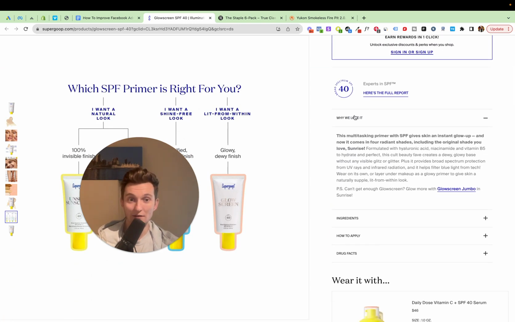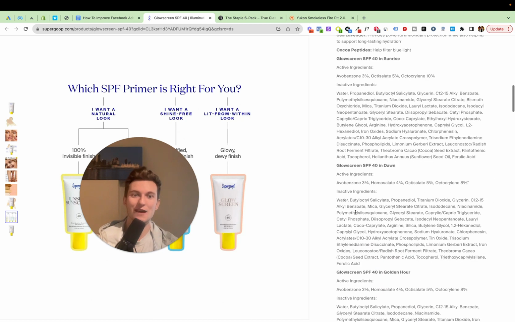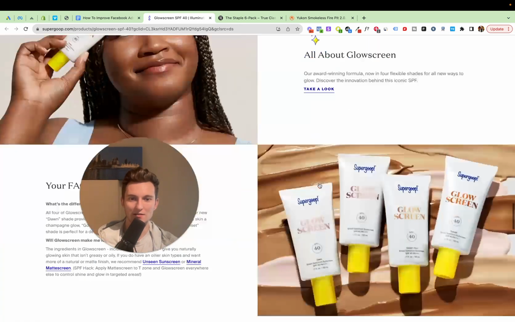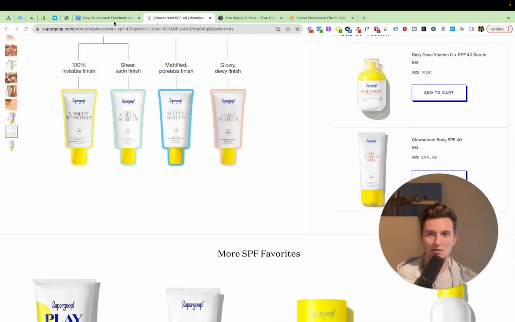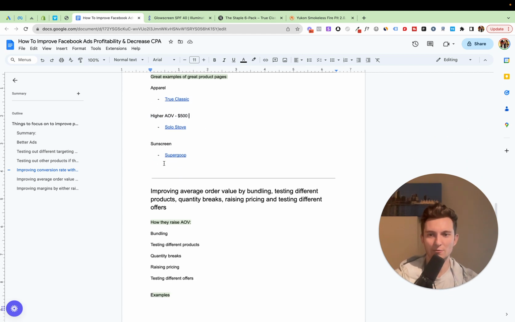But yeah, why we love it, it comes with including the original. I love how it really just sells you on the product really nicely, and I love how they frame why we love it. Ingredients, how to apply. You can see they have all that stuff, the facts, right? And then they even have an FAQ section, all kind of stuff. So you can see how depending on which space you're in, you do need certain info. Obviously they don't need ingredients and stuff like that, but if it's a higher AOV, like Solar Stove, they have a lot more info. So hopefully that helps you out there.